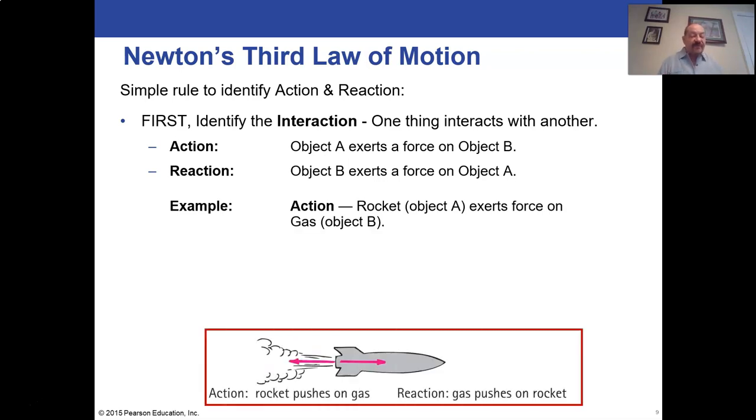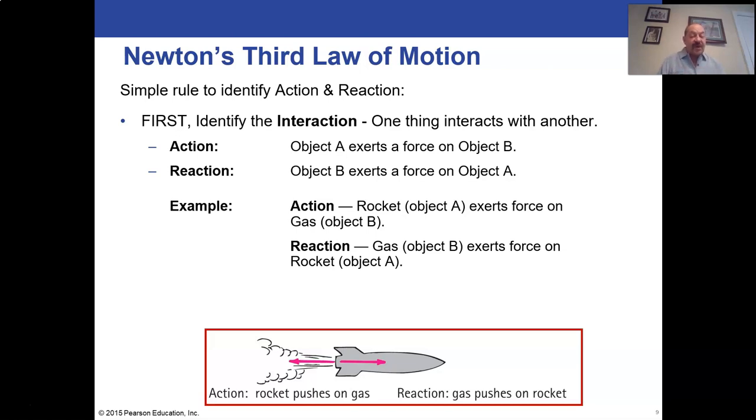Another example, you have a rocket. It's shooting out gas from its fuel, and it's shooting it out the back of the rocket, and that's propelling the rocket forward. So the action is that the rocket exerts a force on the gas. It's pushing the gas out of the rocket. Well, at the same time, the gas is pushing the rocket forward. And that is ultimately how a rocket moves.